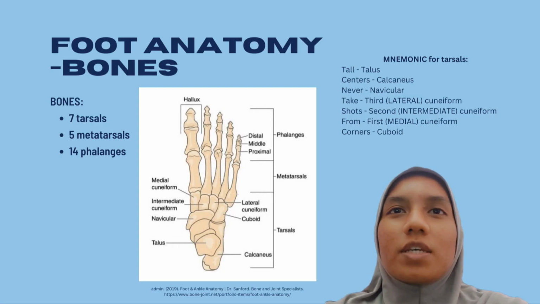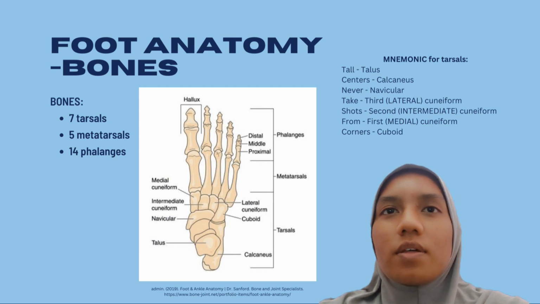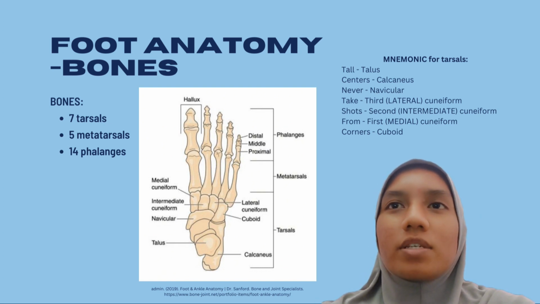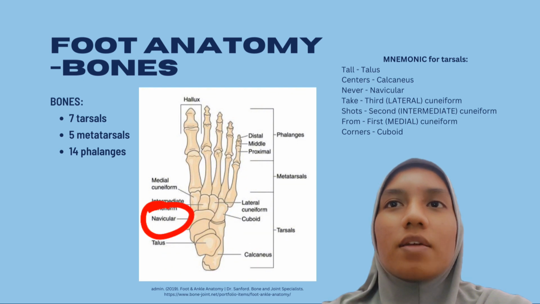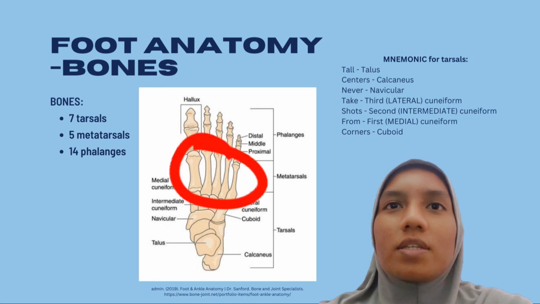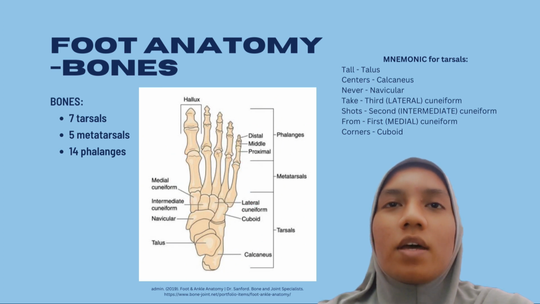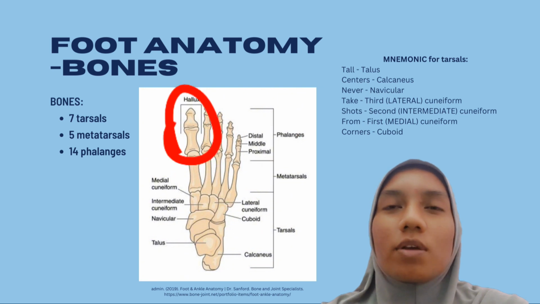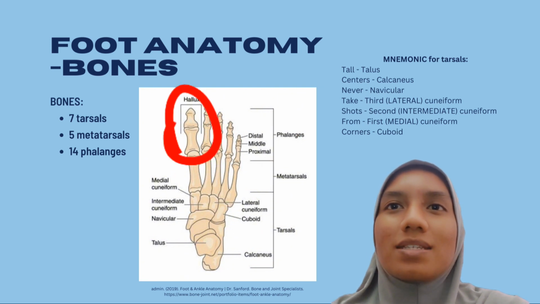The foot anatomy of the bones. There are three types of bones in the foot, which are the tarsal, the metatarsal, and the phalanges. The tarsal consists of 7 bones, which you can see in the image: the talus, calcaneus, navicular, the 3 cuneiforms, and cuboid. The metatarsal have 5 bones, and lastly the phalanges have 14 bones, which consist of the distal, middle, and proximal of each toe, except the great toe, which has 2, the distal and proximal.